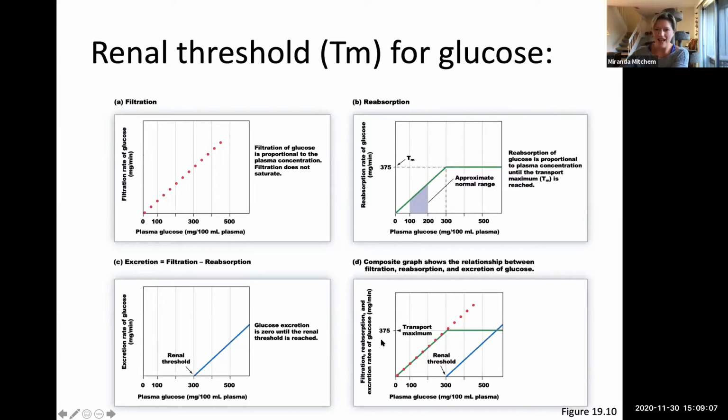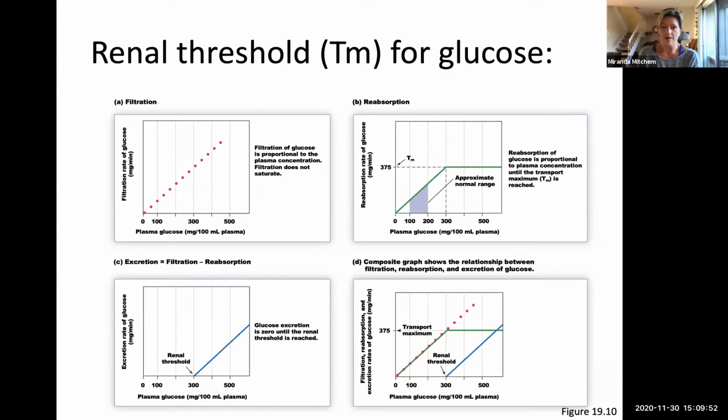And now let's put everything together. This bottom graph is a composite that shows filtration, reabsorption, and excretion of glucose. So we are able to reabsorb glucose up to our transport maximum, which is normally adequate for most of us when we're in our physiological range. But in the circumstance where we have more glucose than our transport maximum, that is where we see excretion of glucose, beginning at the concentration that exceeds that maximum threshold for glucose.